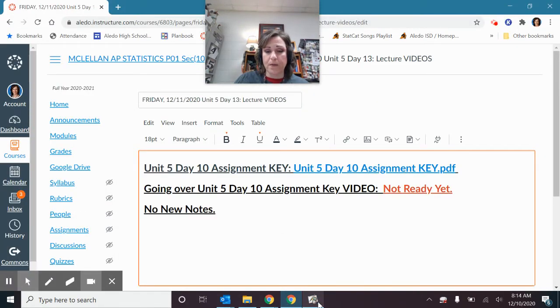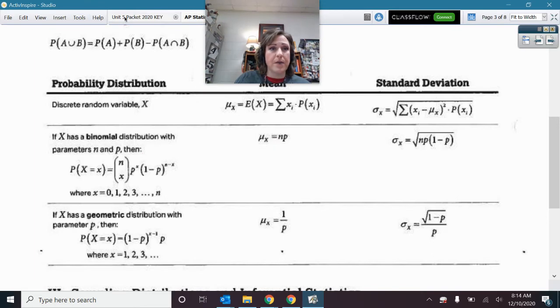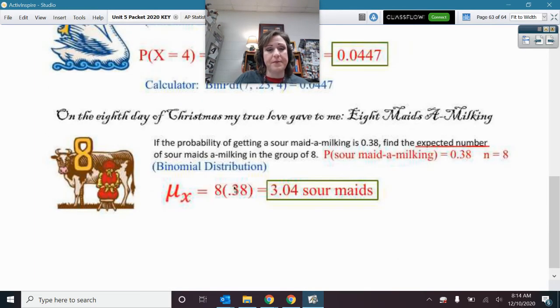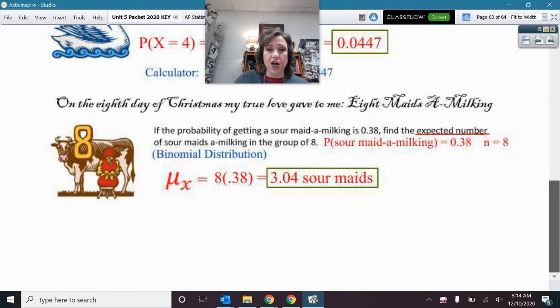All right, so back to this. So we just did our n times p, and that gave us our 3.04 sour maids of milking on average. So out of sections, groups of 8, we're going to get 3.04 of them on average.